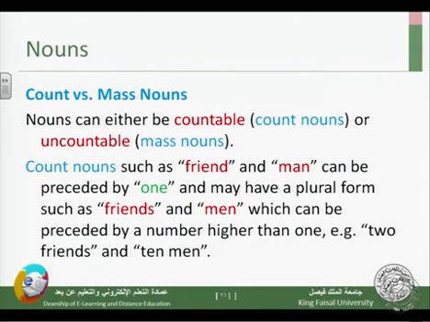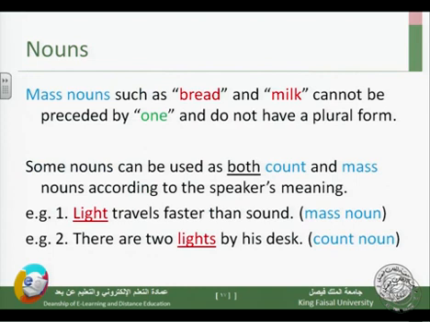So count nouns can be preceded by 1. They have plural forms, and their plural forms can be preceded by a number higher than 1. The second distinction is mass nouns. Mass nouns such as bread and milk cannot be preceded by 1. They are uncountable. We do not count them, and we can't say, for example, 1 bread or 1 milk. They are not preceded by 1, and they do not have a plural form like man and men. There is no plural form for bread and milk.